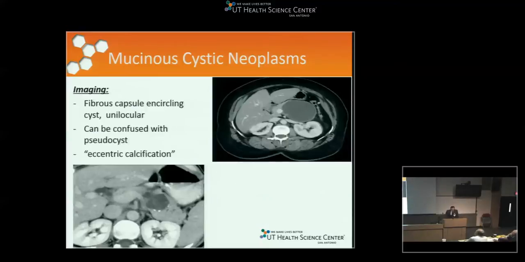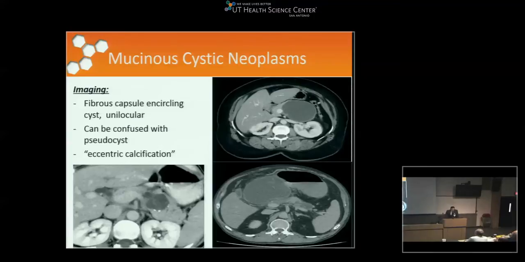On imaging, you'll see a unilocular fibrous capsule encircling the cyst. They can often be confused with pseudocysts, pictured below. But one of the ways to tell the difference is by these eccentric calcifications we see in the bottom left-hand corner, those bright spots along the periphery of the cyst.